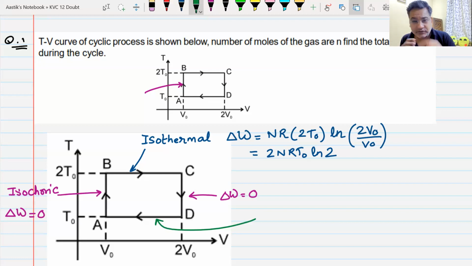Can you tell me what is the process? No, what is the work done in this process? I hope you understand that this process is also what? Isothermal. Very good. Now can you tell me what is the work done in this process? And then once you get the work done in all the four processes, you add them, you get your answers. Work done is a scalar quantity.